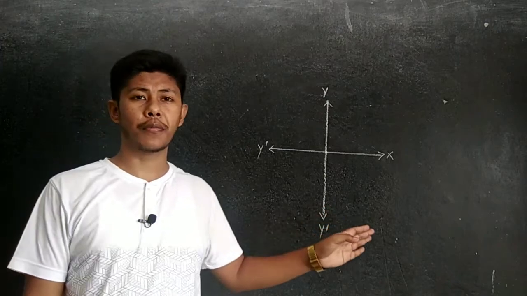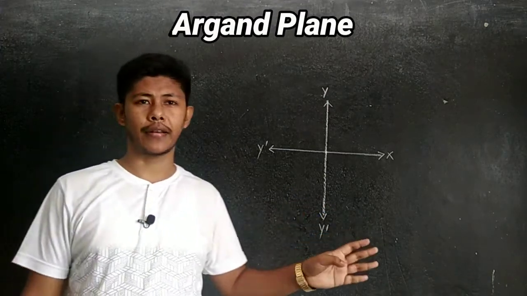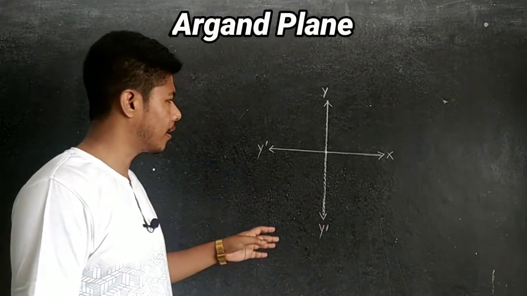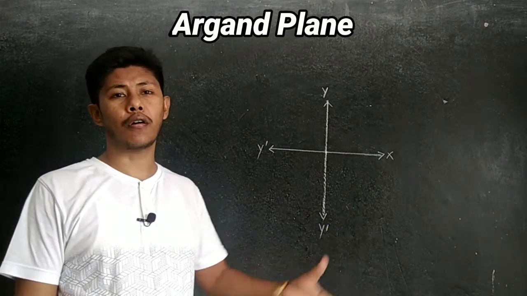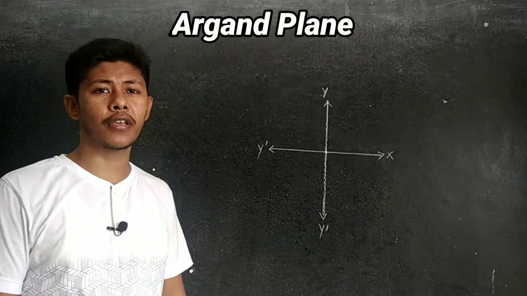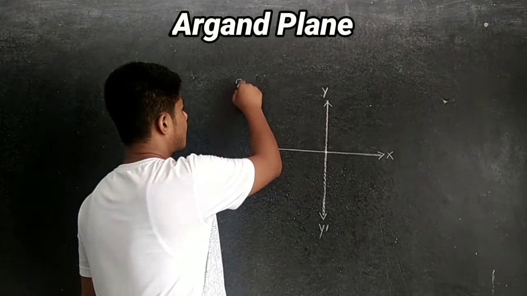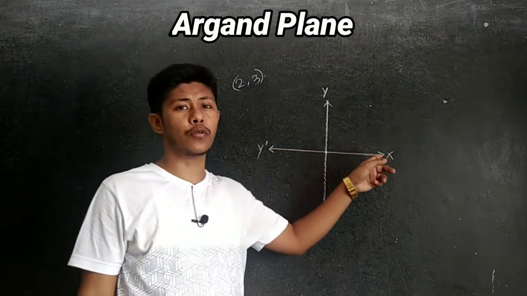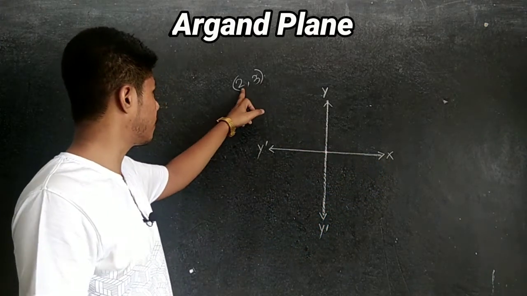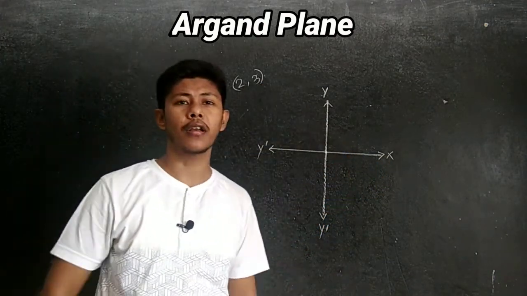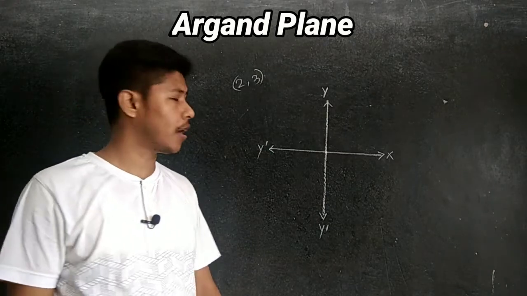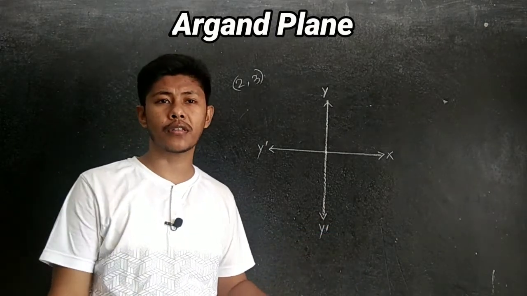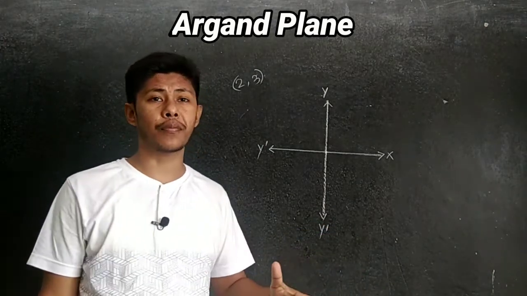This is an xy plane, which we get in class 10, is it not? So if anyone gives you an ordered pair or a point to plot, suppose (2, 3), we can easily plot this point here, where 2 is the x coordinate and 3 is the y coordinate. Now we discuss the Argand plane. So in the Argand plane, how can we plot?